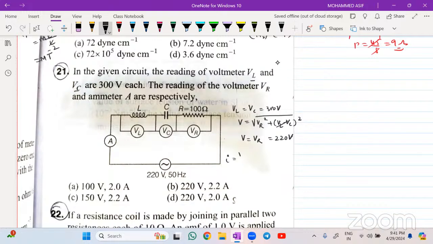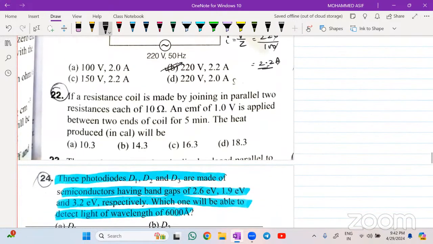So current will be equal to how much for me, beta? I is equal to V divided by Z. Potential is 220, impedance will be equal to R, because Z value will be equal to R in the impedance resonance condition. This will go away, 220 divided by 100, how much will it be, 2.2 ampere. So 220 and 2.2 will be the answer. Clear?